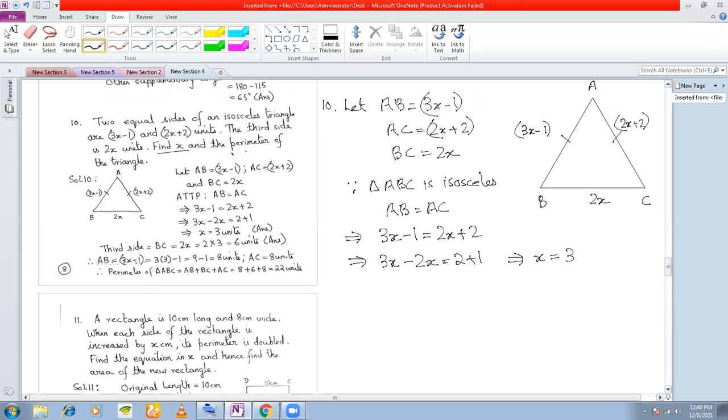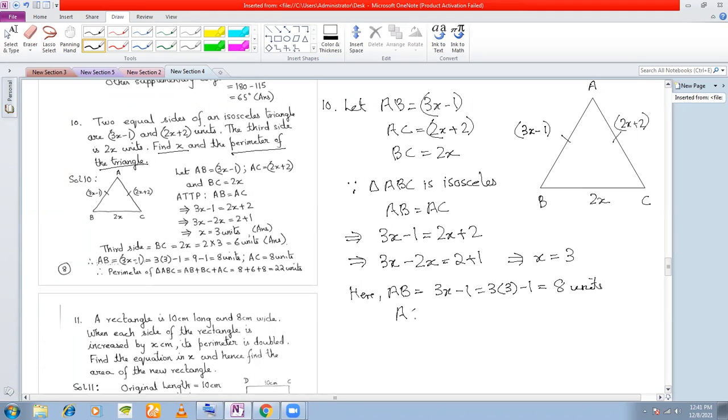What is the next question? Find the perimeter of the triangle. Okay, so what is the perimeter of the triangle? First, let us find out the side AB. AB is 3x minus 1. Put the value 3 into 3 minus 1, which is equal to 9 minus 1, 8 units. Because no unit is given, centimeter, meter, nothing, only units, so we'll write units.